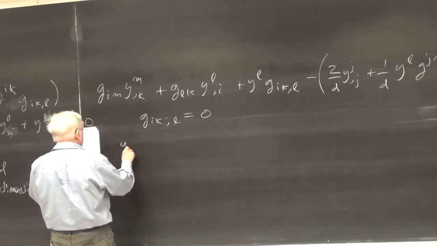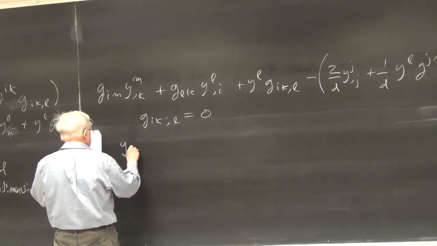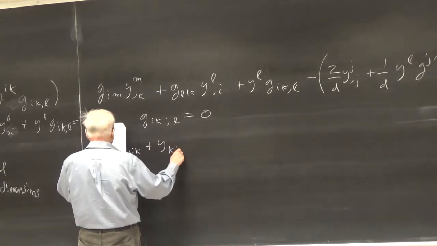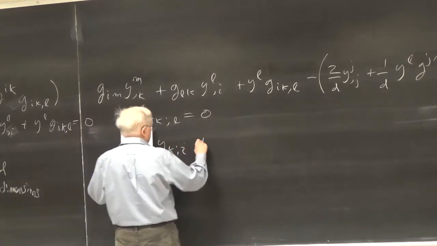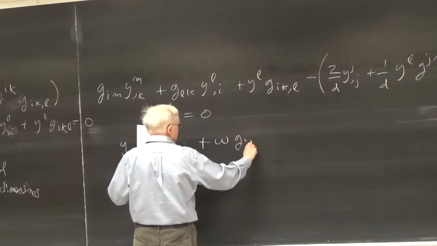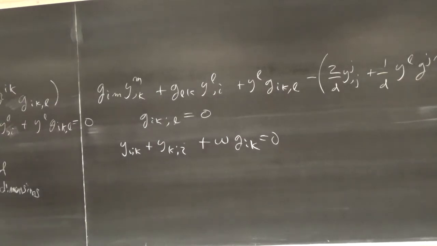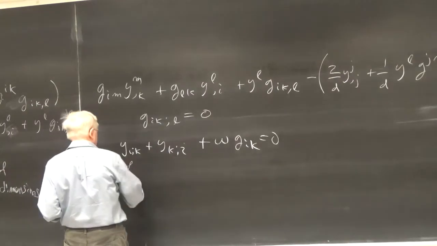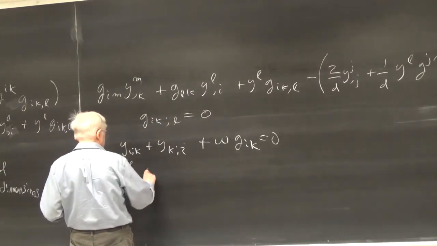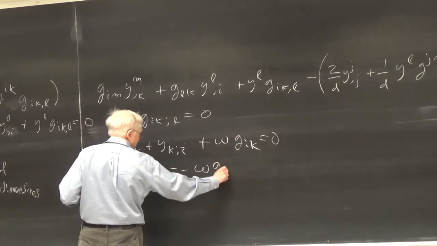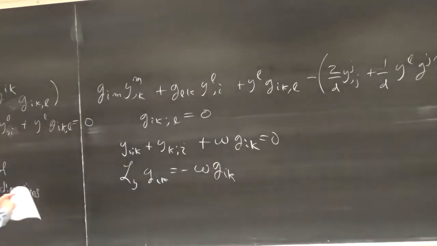Applying this, what we get is Y,I semicolon K plus Y,K semicolon I plus omega G,I,K equals 0. So that's a much more condensed expression, and we can also write this as the Lie derivative of G,I,K along Y is minus omega G,I,K. So that's another way of writing it.